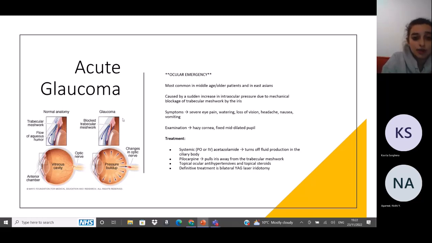But in acute glaucoma, you have the iris blocking that trabecular meshwork. So the fluid comes around, but then can't drain out of the eye. So all of a sudden you're getting this pressure build up. And it's usually caused by an anatomical thing in the eye. So some people are just more prone to it. Some people just have a very, very small angle here.